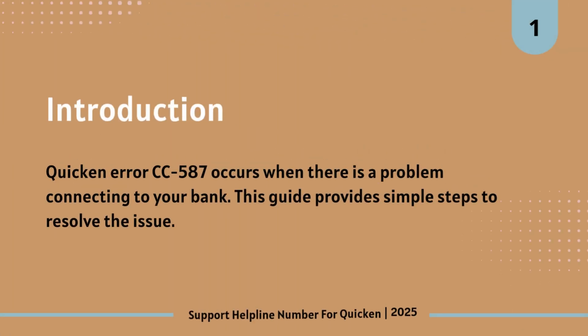Introduction. Quicken Error CC-587 occurs when there is a problem connecting to your bank. This guide provides simple steps to resolve the issue.